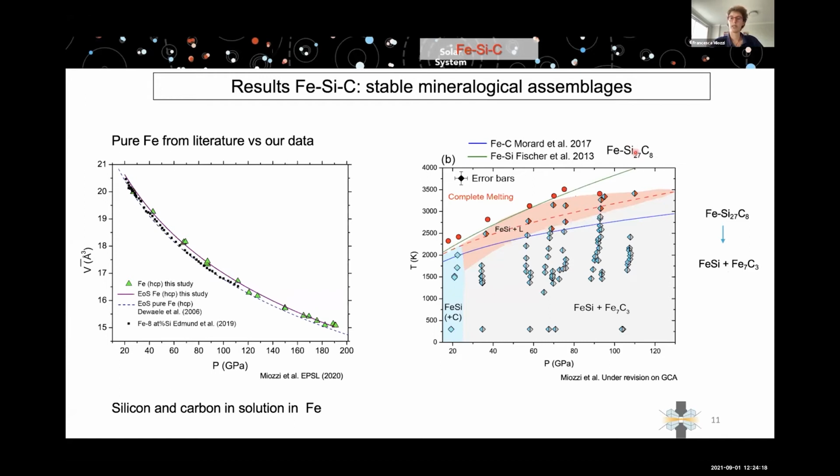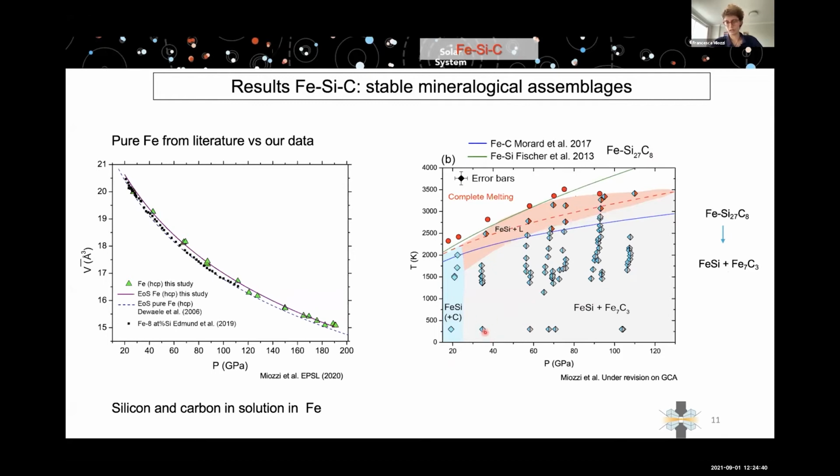Moving to a sample with higher light element content, we see that in this case, we stabilize an iron silicide, so we don't have pure iron anymore. And the iron silicide is stable as the only phase at low pressure, so all the carbon should be in solution in the structure. And we exsolve an iron carbide with a higher carbon content at higher pressure, so above approximately 30 GPa.